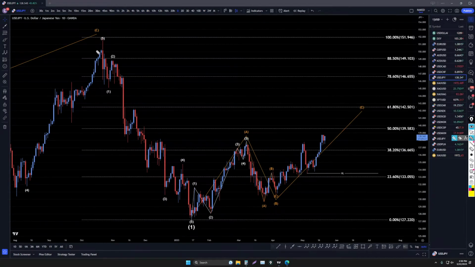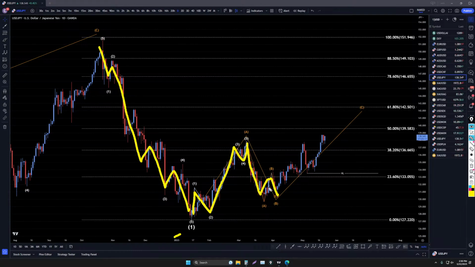So looking at the daily time frame, this looks to me like one big downtrend, like a wave 1. This looks like a 1, 2, 3, 4, 5, like an A. This looks like 3 ways down, maybe an A, B, C, or B, and it looks like we are continuing up. Probably is a wave C. Probably is going to go up to at least a 61, maybe even to 78% to finish out this move.